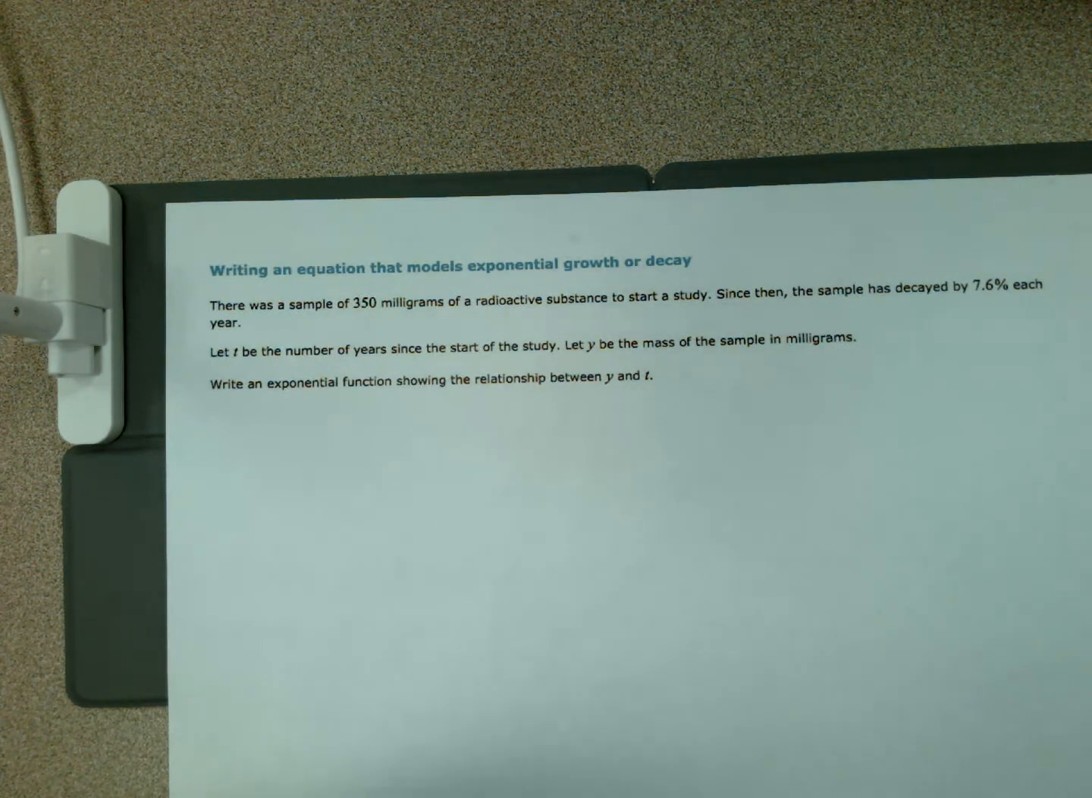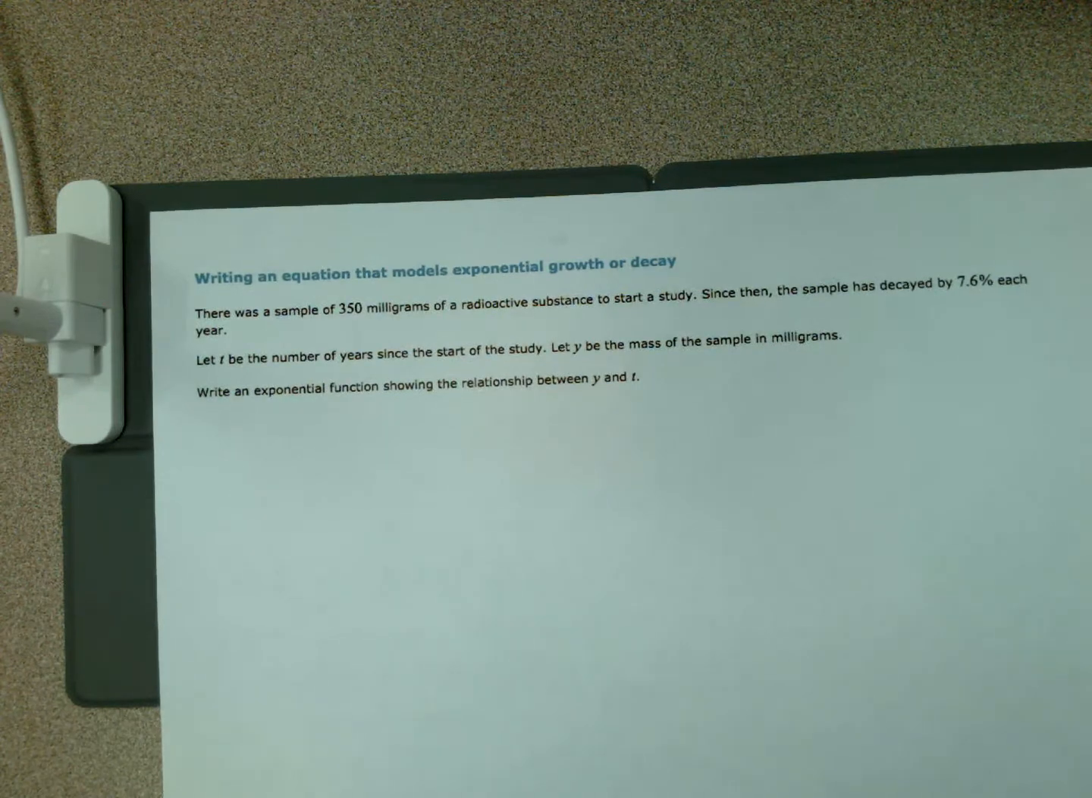Today we're going to be looking at the ALEKS topic, writing an equation that models exponential growth or decay. So for this one, we're just setting up our equation, and we don't have to do much with it beyond that.